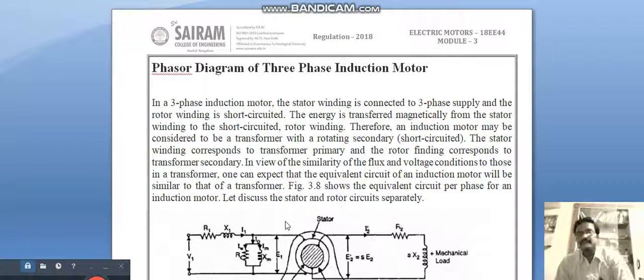Hi to all. In this video, we're going to see a phasor diagram of the three-phase induction motor. The three-phase induction motor, or otherwise we can call it a rotating transformer. Why are we calling it a rotating transformer?